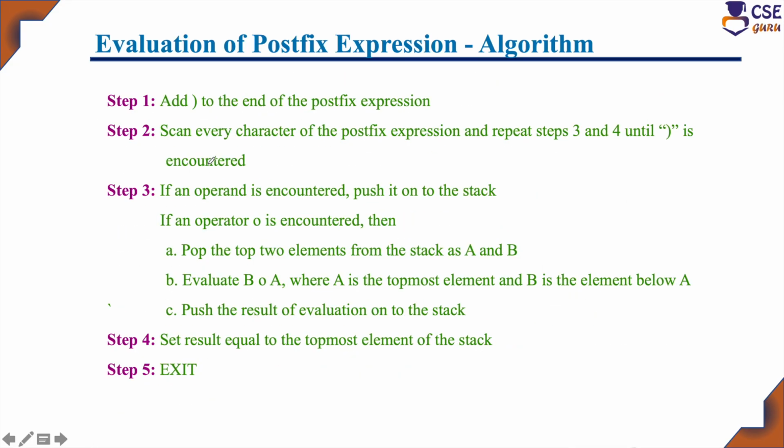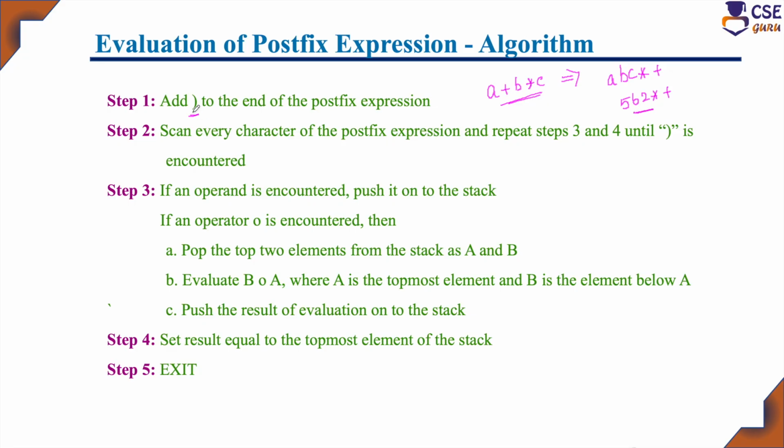And what is the algorithm? First step, add a closed parenthesis to the end of the postfix expression. For example, if it is a plus b into c, you should convert it into postfix notation. The postfix notation here is bc star, then a plus. Then for this abc you have to assign values, some values you take. So this is the postfix expression you need to evaluate.